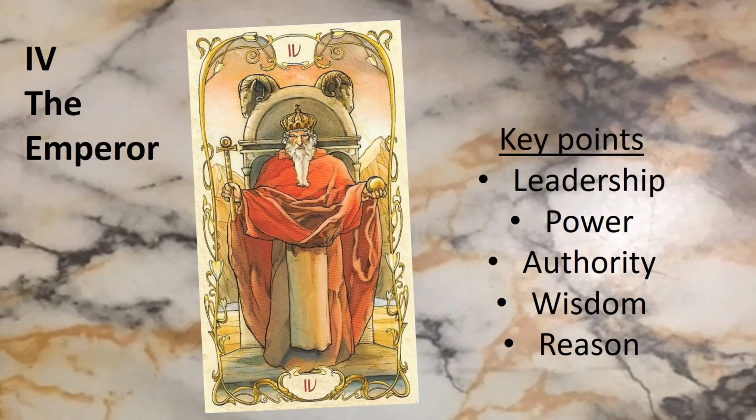And then we have the Emperor, who is number 4. The Emperor is a leader. He is powerful. He is represented with authority. He is strong, and he is wise, and he is the voice of reason. He holds the globe in one hand, and he has a staff which embodies that power and control in the other hand, and he sits on the throne with complete strength and authority.